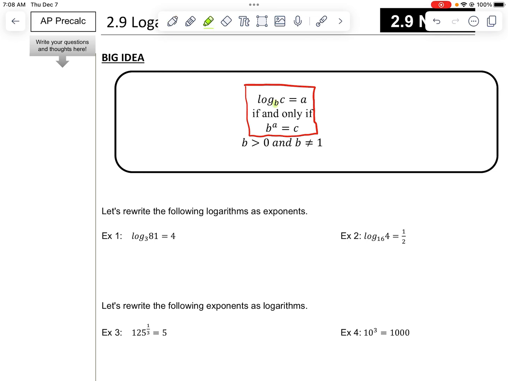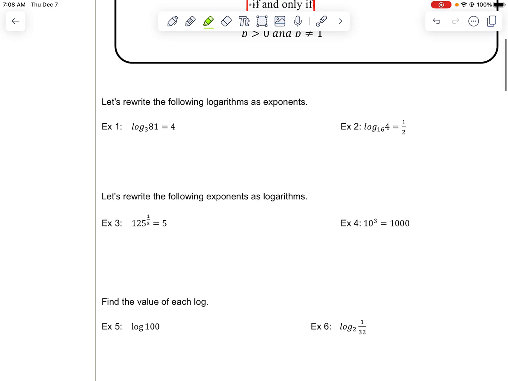So one thing to note, our bases are the same. And a log solves for the exponent. A couple things: our base has to be greater than 0 and b can't be 1. So if you were asked to rewrite these as exponentials, our base is 3, so it'd be 3 to the power of 4 equals 81. Now this next one, our base is 16, so 16 to the 1/2 equals 4.